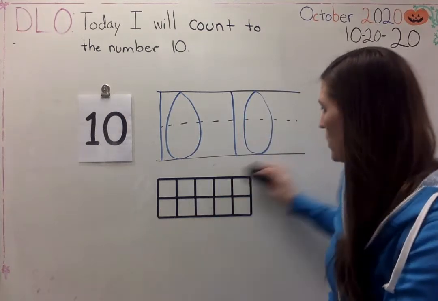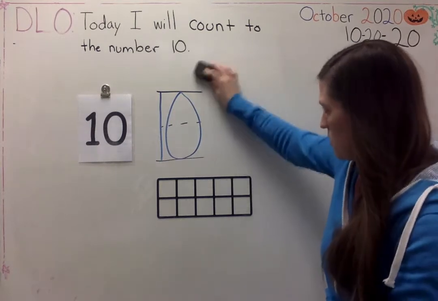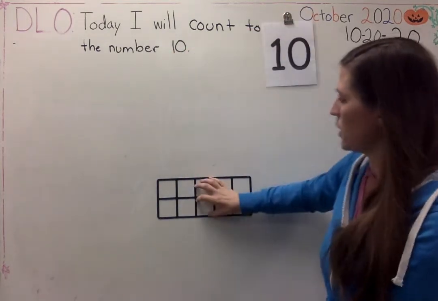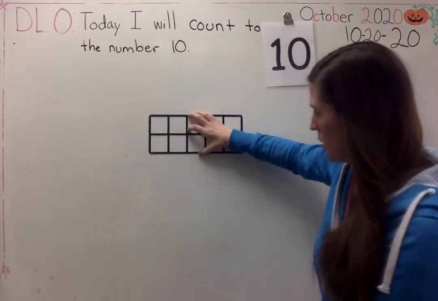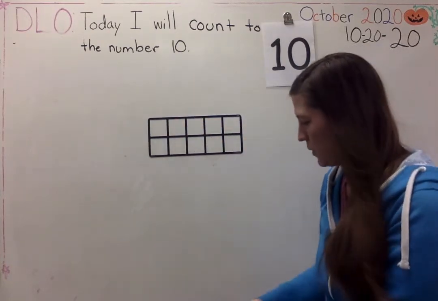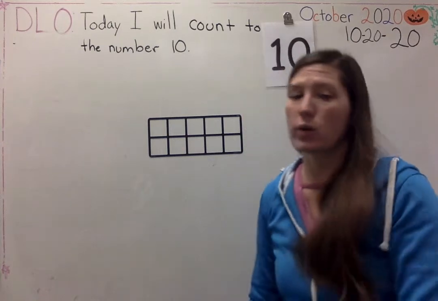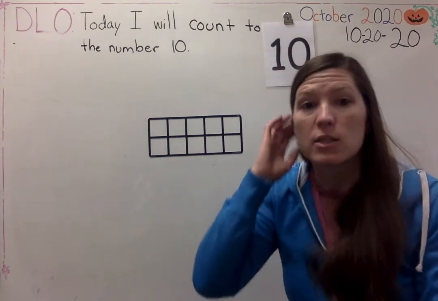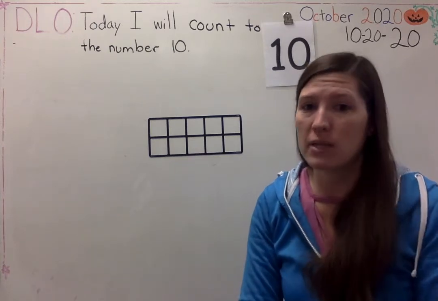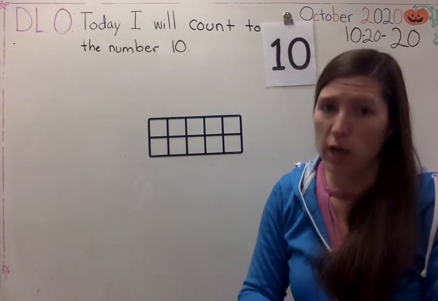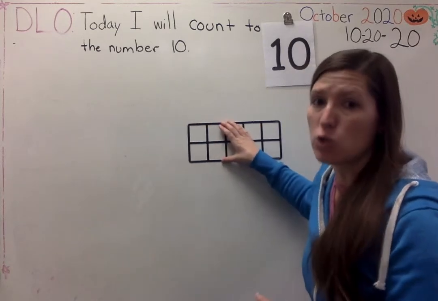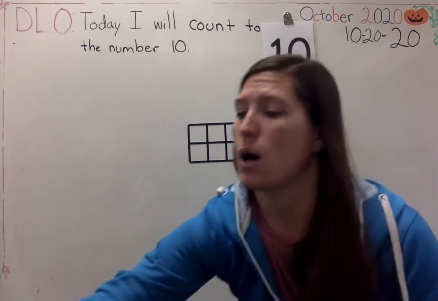All right, so now I'm going to erase, erase, erase. I'll keep my number 10 up over here just as a reference. But let's talk about our 10 frame here. In your book today, you're going to be counting objects and filling in the 10 frame. It's important that you don't miscount or miss any objects, so I'll show you a couple strategies that you can use in your book to make sure that you don't forget any of your objects.